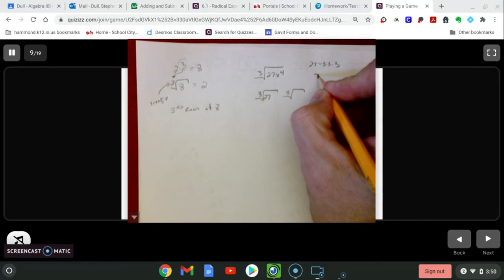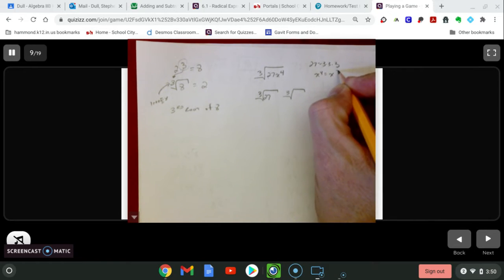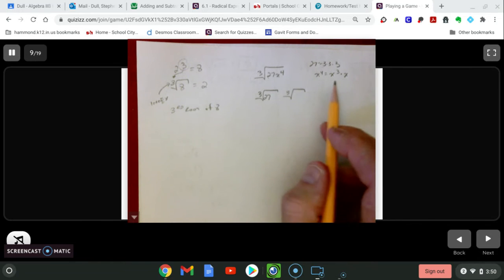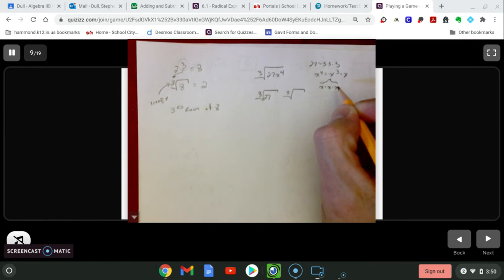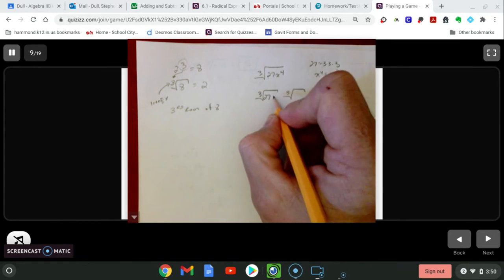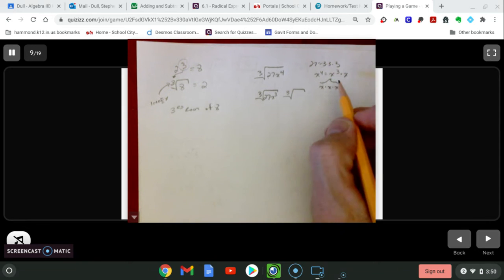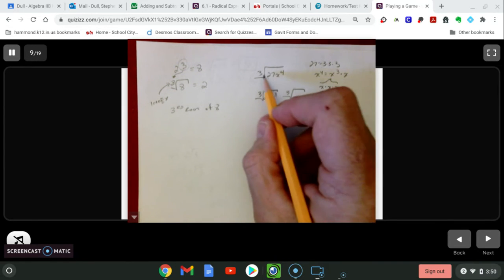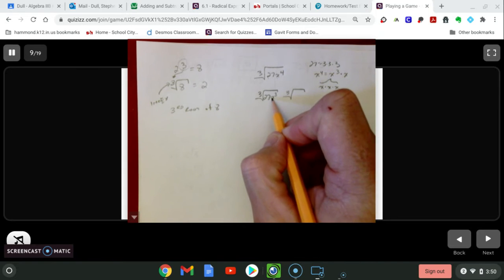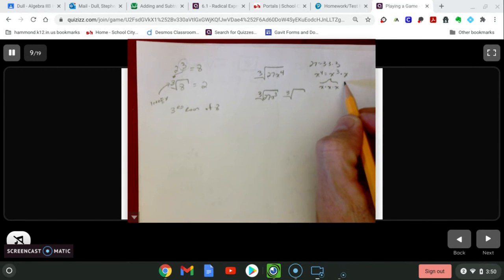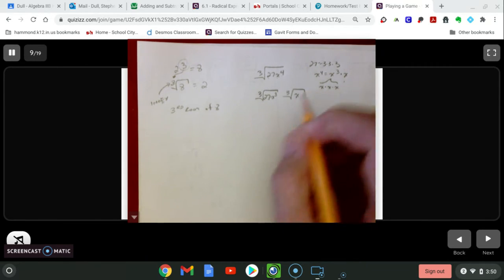X to the fourth. X to the fourth is x to the third times x. X to the third is x times x times x, right? So x to the third is a perfect cube. So what do I have left? 27 goes in my perfect radical. 3 of the 4 copies of x go in my perfect radical. I have 1 copy of x left over. That's going to go in my imperfect radical.